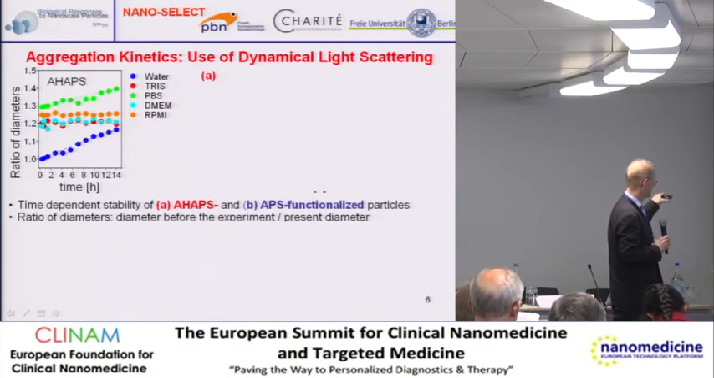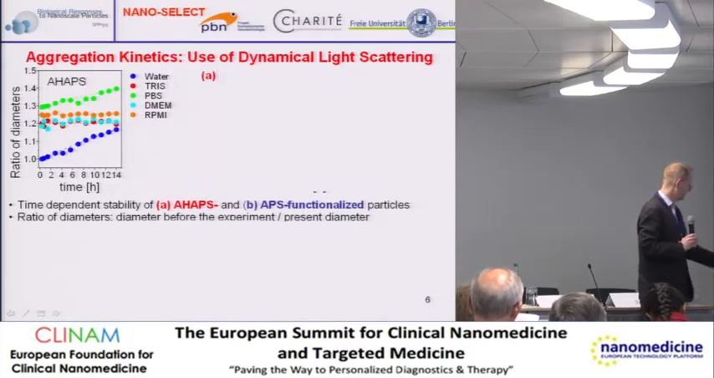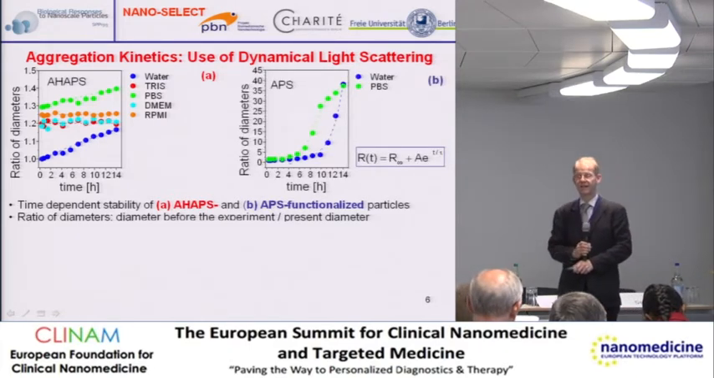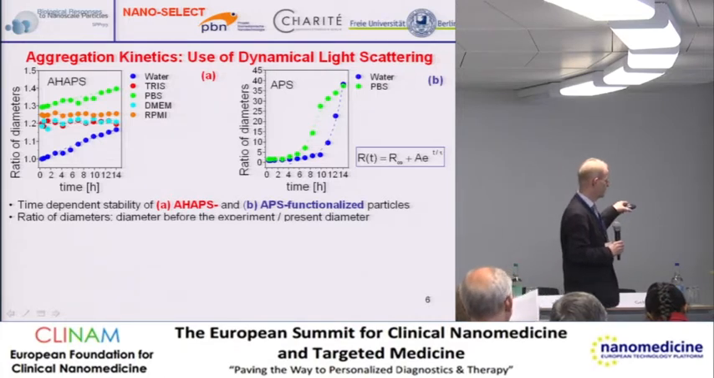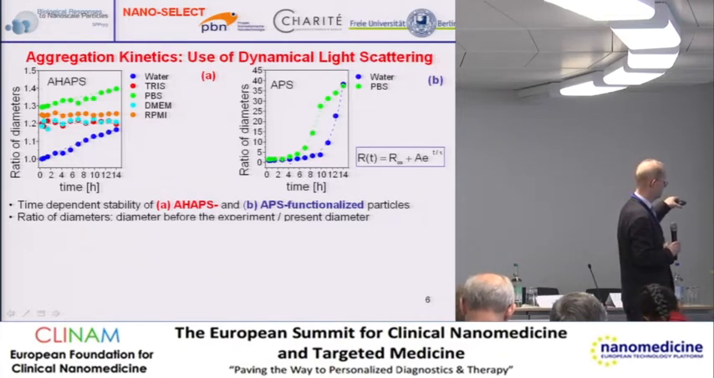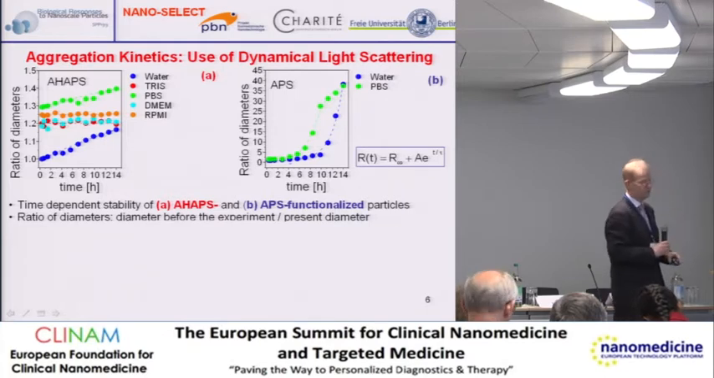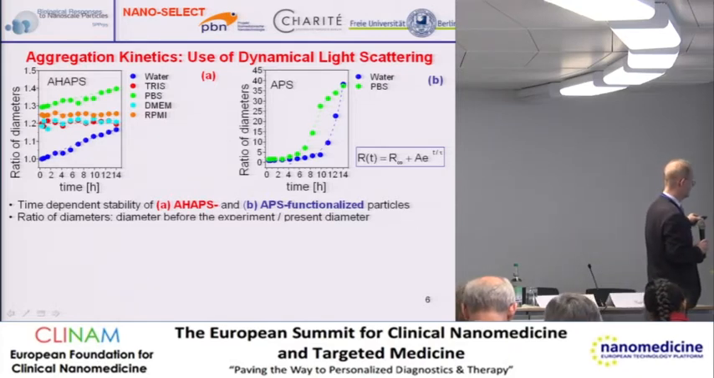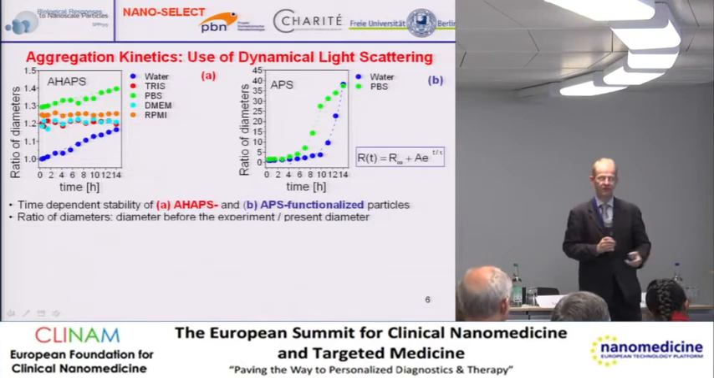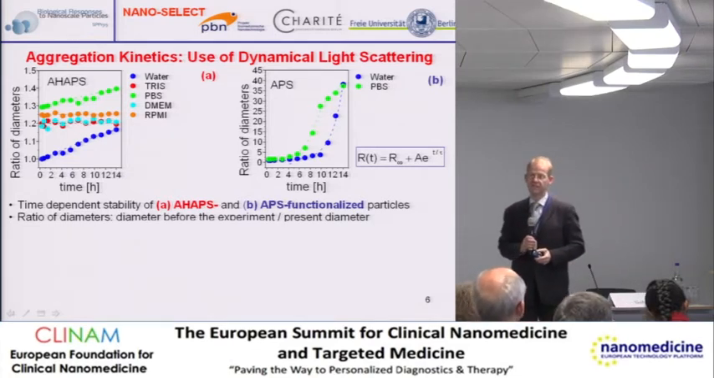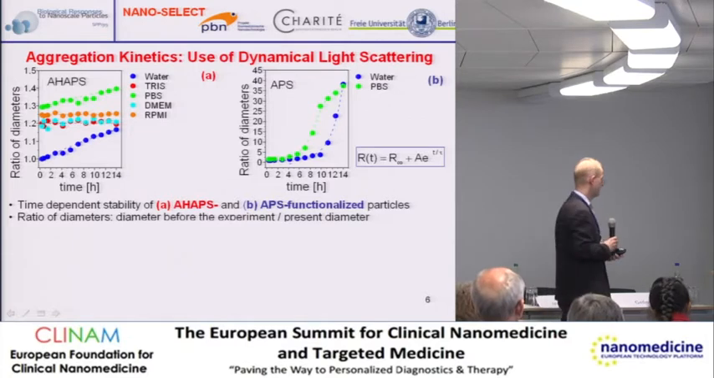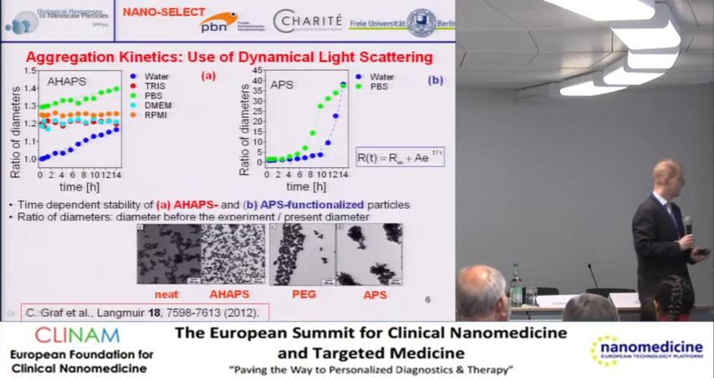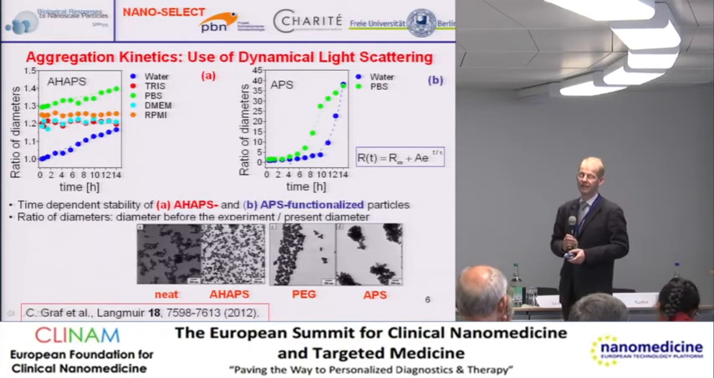You see here at the AHAPS, this gives fairly stable conditions, whereas at the APS ligands, this is highly unstable. So after a short time, a few hours, these particles start to aggregate. They follow wonderful exponential aggregation behavior. And this is a mechanism where this ligand pulls itself off the surface and leads to a loss in stability and massive aggregation.